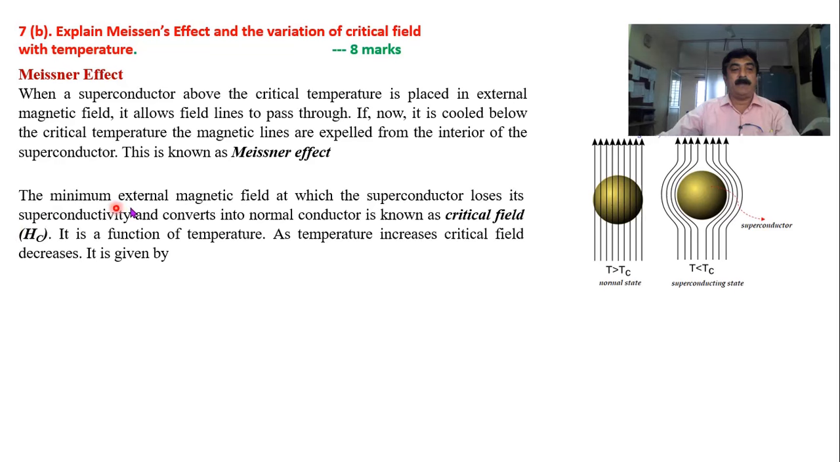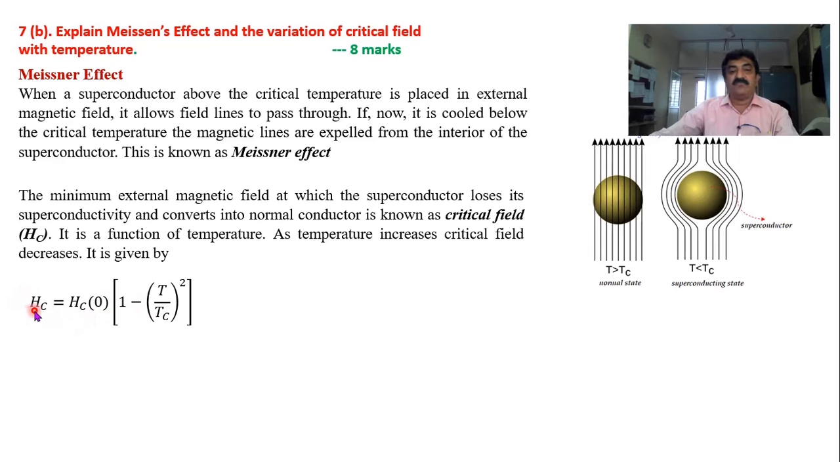Here is the statement: the minimum external field at which a superconductor loses its superconducting property and converts into a normal conductor is known as critical field. It is a function of temperature. As temperature increases, critical field decreases. Here is the relation and you can expect numericals only on this equation.